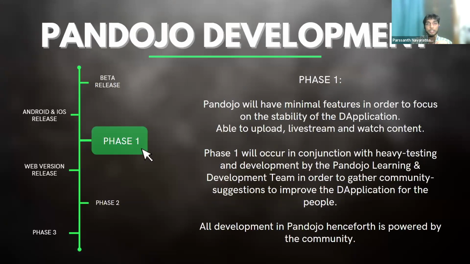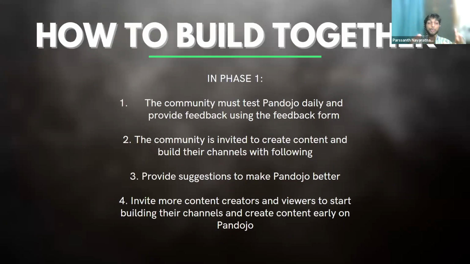So let's move into what we can do now in phase one. The community must test PandoJoe daily and provide feedback using the feedback form. Very important. Your feedback matters the most. The community is invited to create content and build their channel with followings. Provide suggestions to make PandoJoe better. Invite more content creators and viewers to start building the channel and create content early on PandoJoe.